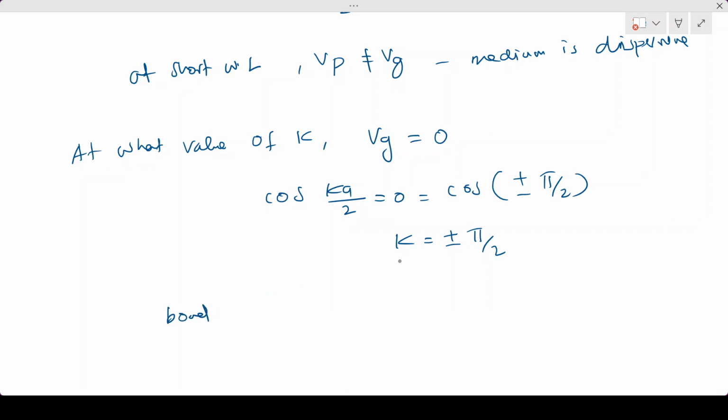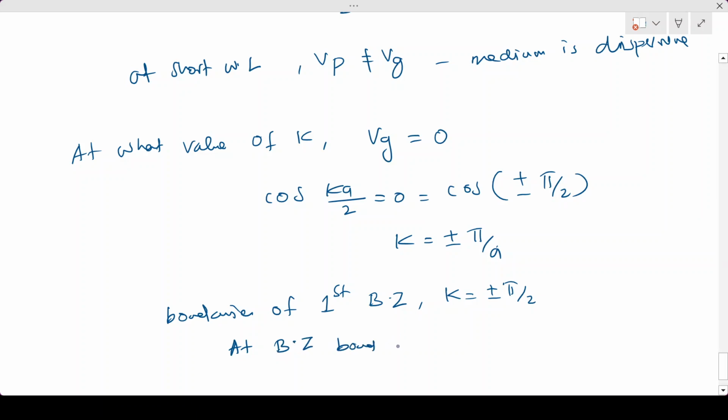So this is basically the boundary of the first Brillouin zone. You would have studied the Brillouin zone in the crystal structure in your first module. So this k is equal to plus or minus pi by 2 is the first Brillouin, sorry, it's not pi by 2, it will be pi by a. So this will be plus or minus pi by a. That is the boundary of the first Brillouin zone, and at the first Brillouin zone boundary, k is equal to plus or minus pi by a, you will be getting Vg equal to 0.